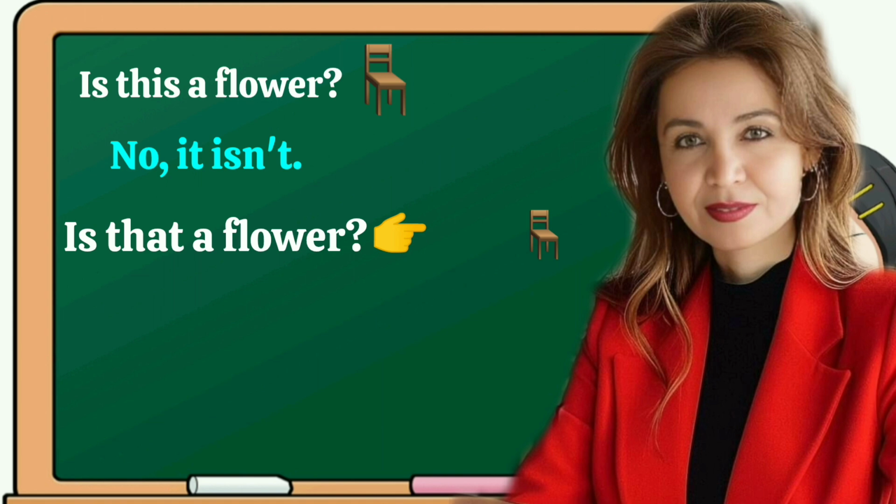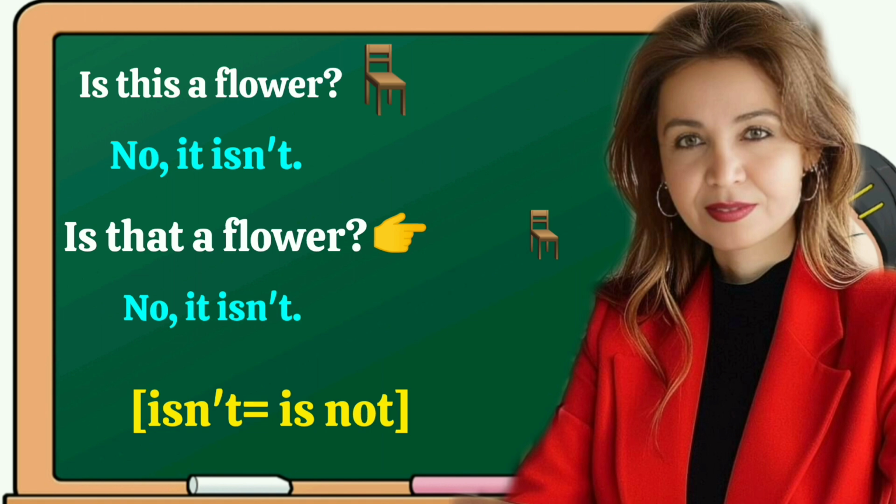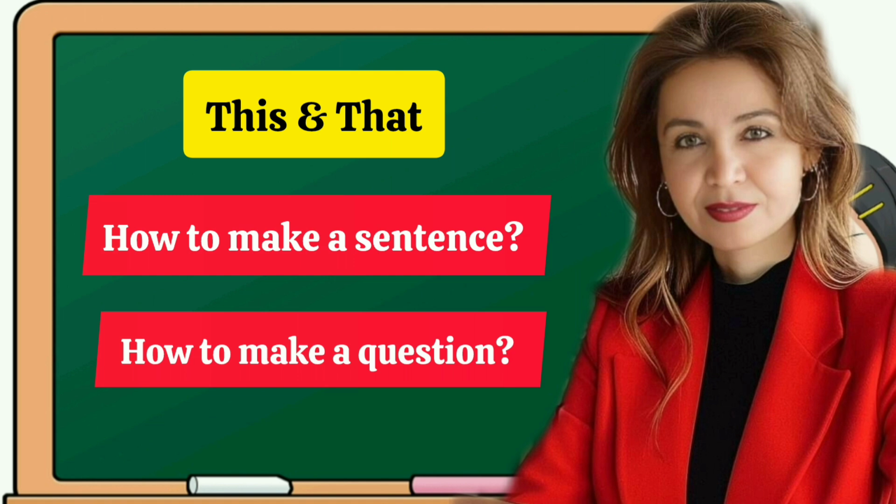Now that chair is far from me and I'm going to make a question. Is that a flower? The answer will be no, it isn't. And remember, isn't is a contraction of is not. So in this video, we have learned about this and that, how to make a sentence and how to make a question of it, both in a positive and negative way.